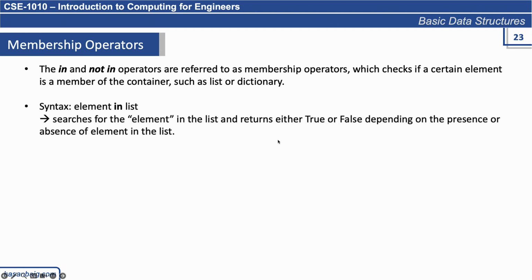The syntax of using the in and not in operators is just to specify the element in list. It searches for the element in the list and returns either true or false, depending on the presence or absence of the element in the list.